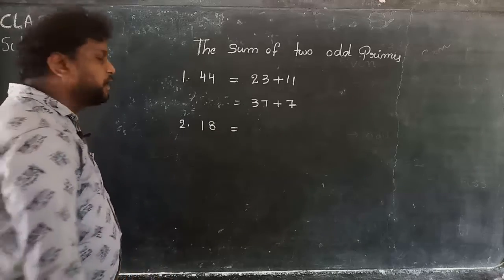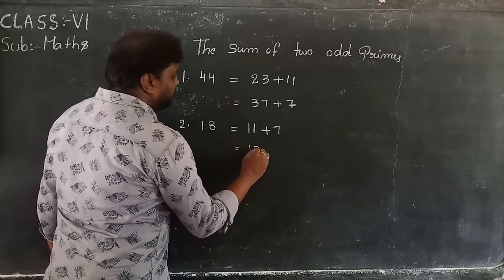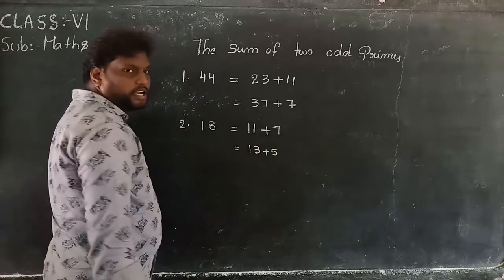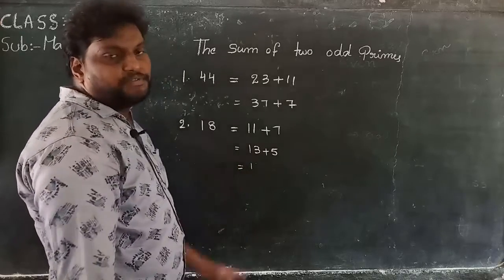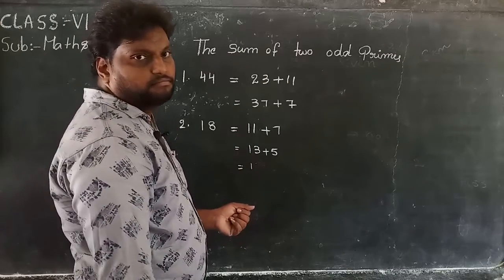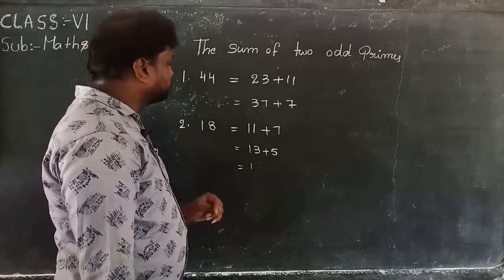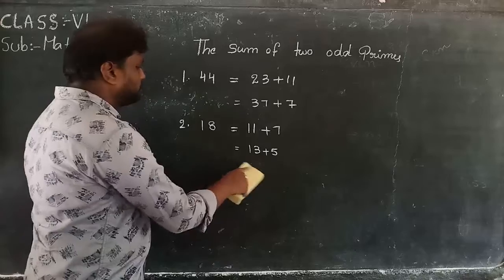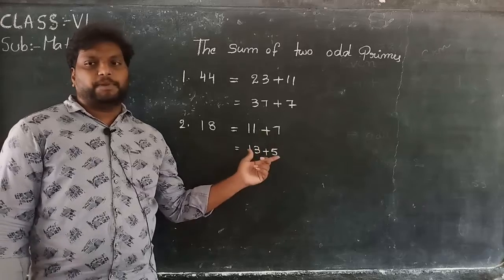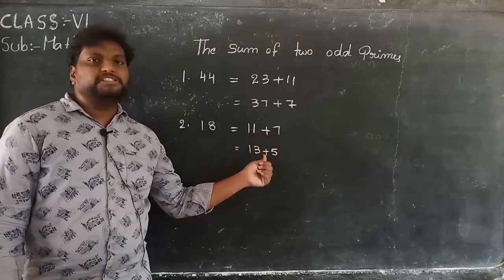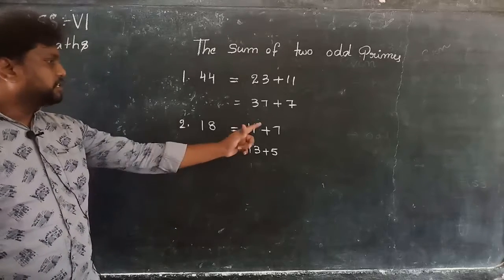18, how to take? It is 11 plus 7, otherwise 13 plus 5. Otherwise 15 plus 3 is wrong. Why? Because 15 is not a prime number, 15 is a composite number. So we have two combinations, 11 plus 7 and 13 plus 5. 2 is the even prime number, and with 3 it means 3 plus 15, and 15 is not a prime number. 5 plus 13 is done, 7 plus 11 is done.